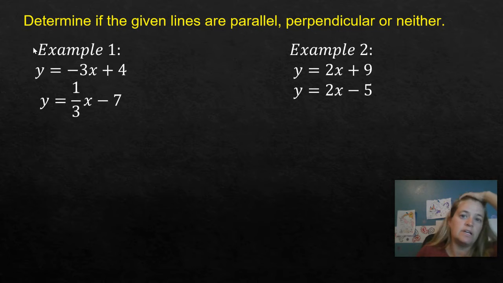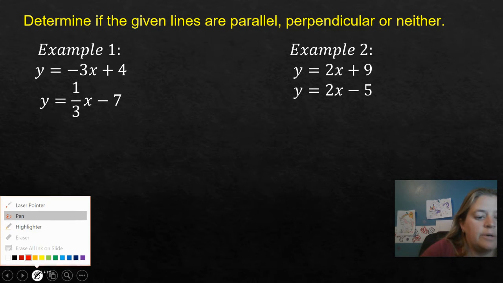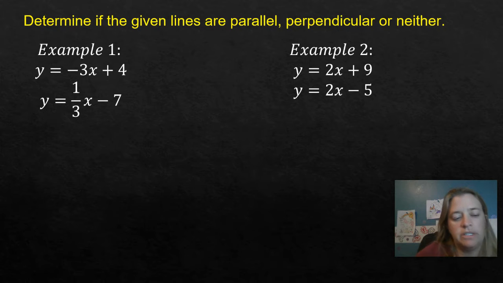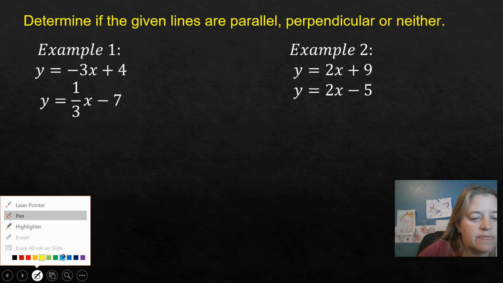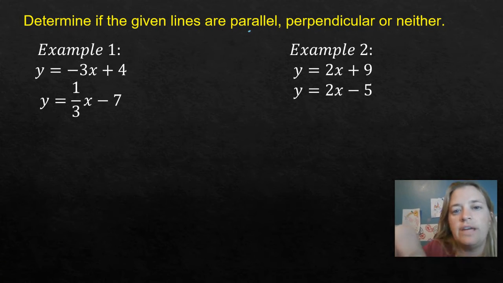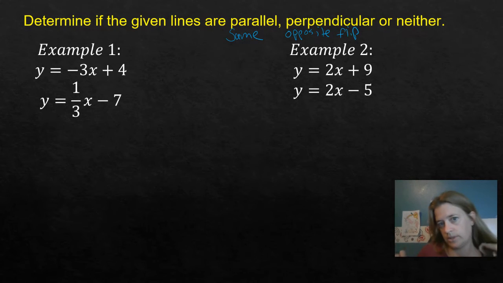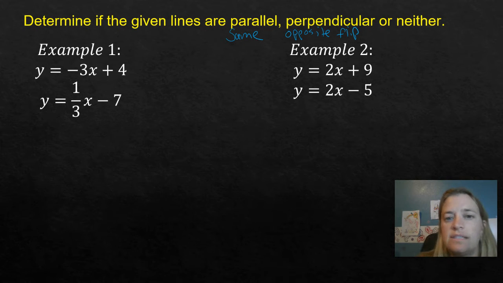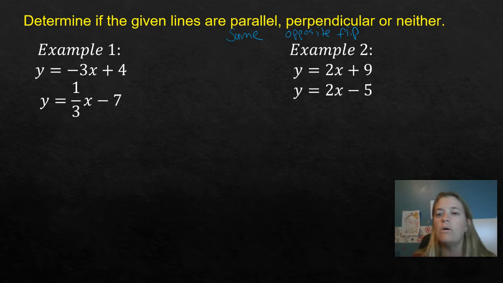All right, so the first thing I want to refresh your memory on is that when you are doing parallel and perpendicular lines, you have to make sure you look at the slope of them. If we have parallel lines, they have the same slope. If they are perpendicular, they have the opposite flip slope. So you have to look at the slopes of both of these and then decide if they are parallel or perpendicular, or if they don't fall under those two cases, then they're neither.